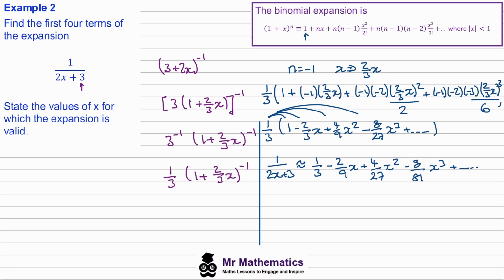Okay? And then for the values of x for which the expansion is valid, well, this is valid when the modulus of our x term is less than 1. So the modulus of x must be less than 3/2. But we know this can be a positive or a negative, so this is when x is less than 3/2, but greater than negative 3/2.